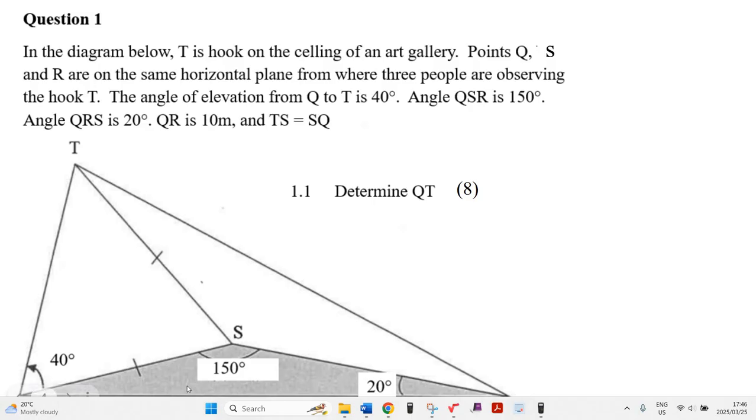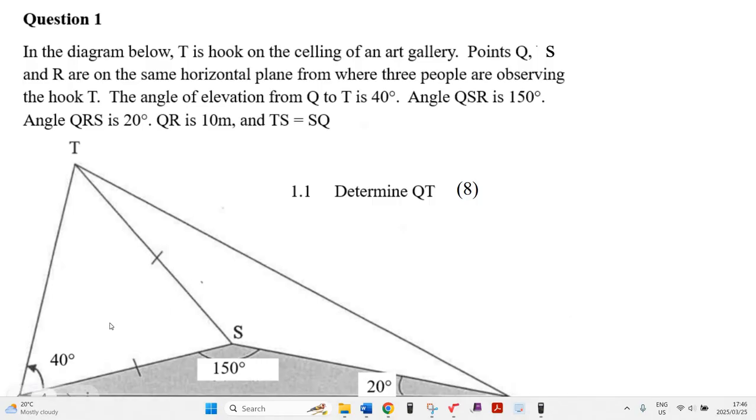That's a triangle that's on the bottom. That's a triangle that's on the same horizontal plane. T is a hook on the ceiling of an art gallery. But there's Q, where I'm pointing to, then S, and then R. That's a triangle in the horizontal plane where three people are observing, looking up at the hook. The people at Q, the people at S, and the people at R.